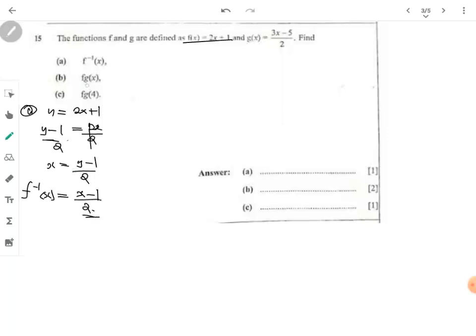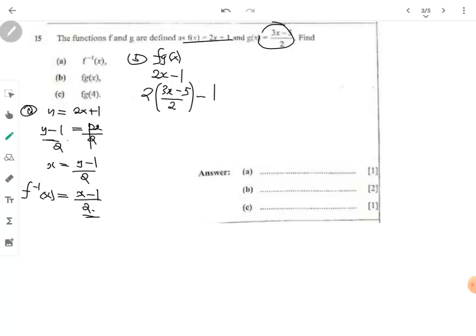Then B says f of g of x. Like I've always been saying, you always start with f. In the function of f, where there's x, you put g. F is this. Where there's x here, we just put this function. So set 2, open brackets, 3x minus 5 over 2. Then I will maintain that.